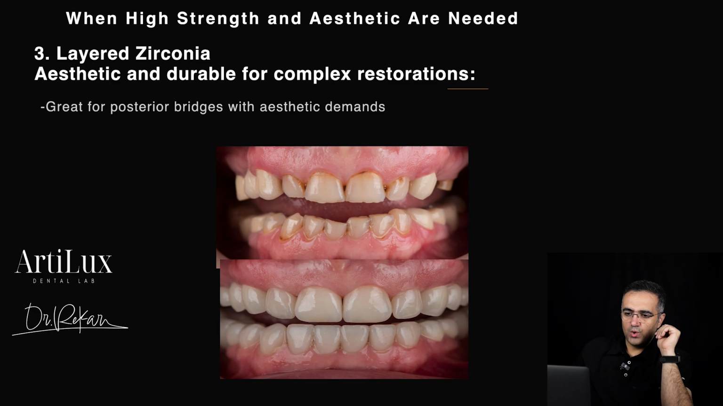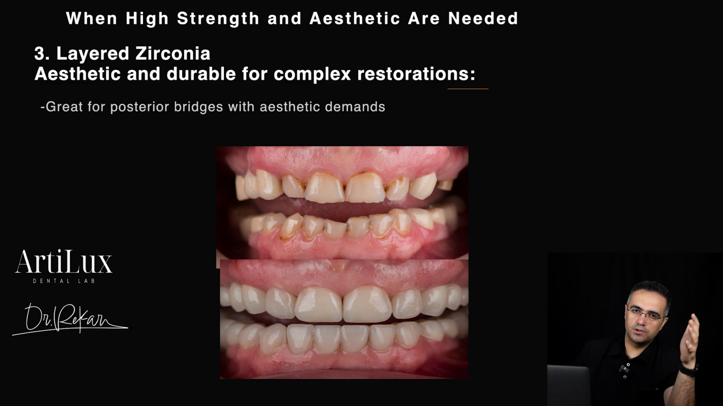And also sometimes we have a very complex case where there is an aesthetic demand, and of course there is a strength demand from the case. As you can see here, we have to replace these bridges, and this is part of the more complex case, which is for making strong bridges. It's always recommended to use zirconium oxide.